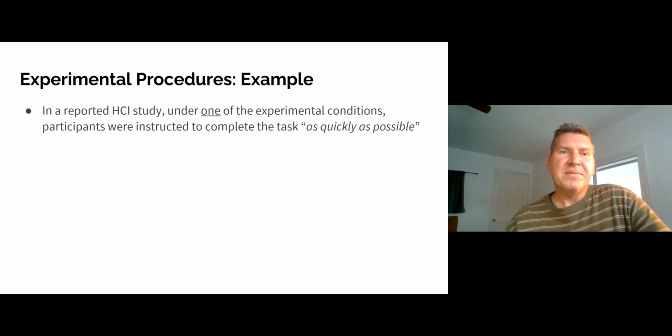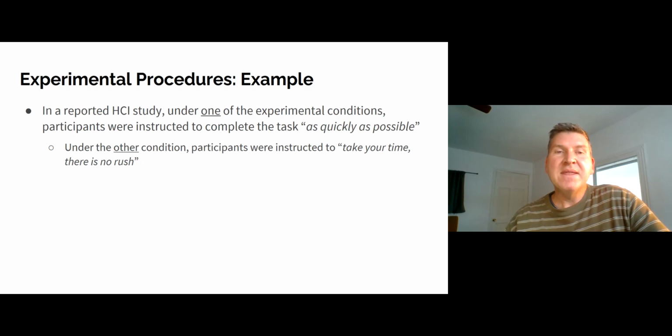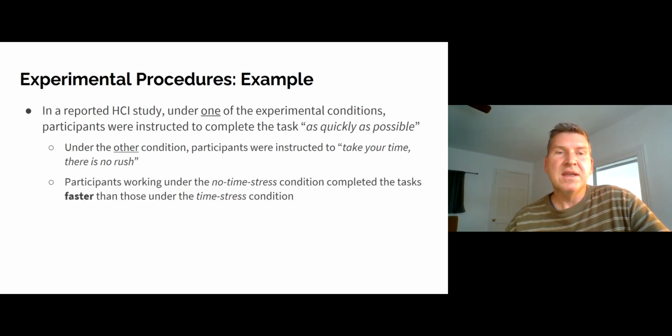So here's an example. In a reported HCI study, under one of the experimental conditions, participants were instructed to complete the task as quickly as possible. And then in another condition, they were asked to take their time. There's no rush. On the no time stress condition, they actually completed the task faster than those under the time stress condition. This is kind of a surprise, right? Because when people have stress, it can actually affect their performance in a negative way.